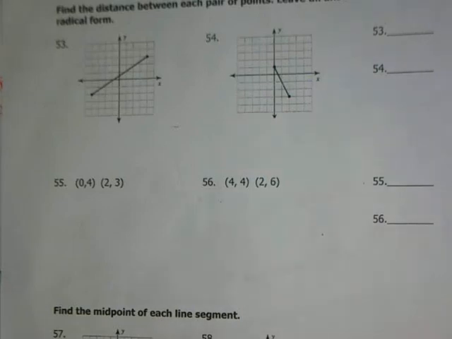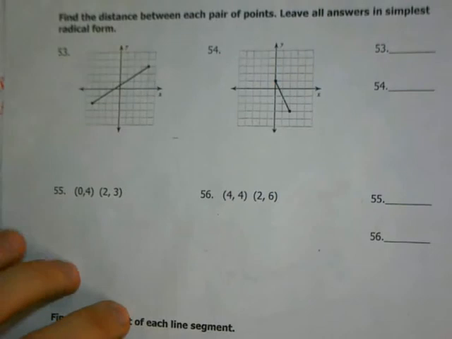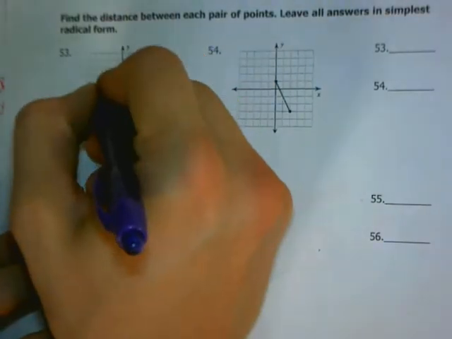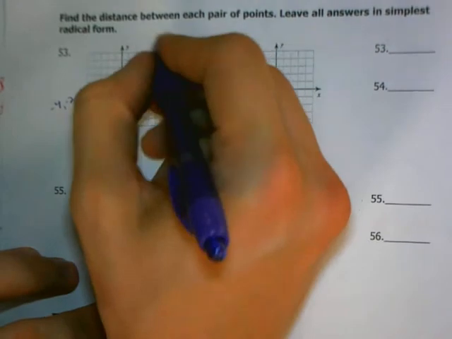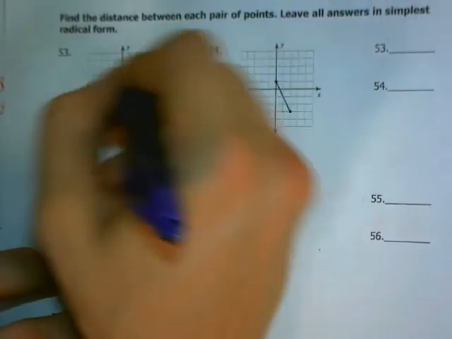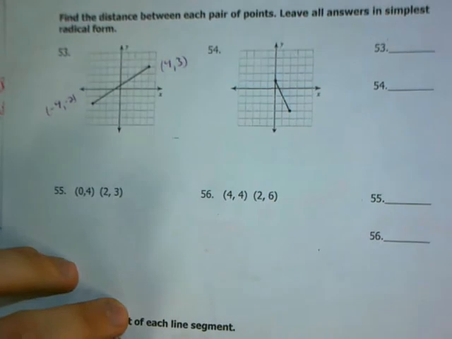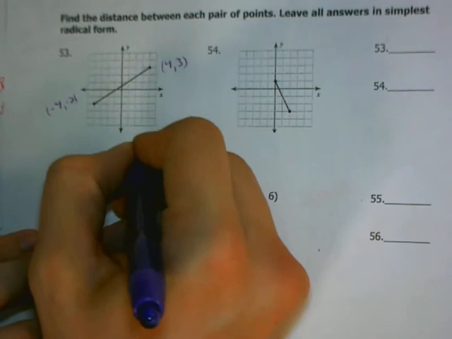All right, last page. Distance, midpoint. Distance first. I'm going to grab these points. This is -4, -2. And this point up here is going to be 4, 3. From here, I'm just going to execute the formula. So I need the difference in my x's, so 4 minus -4.